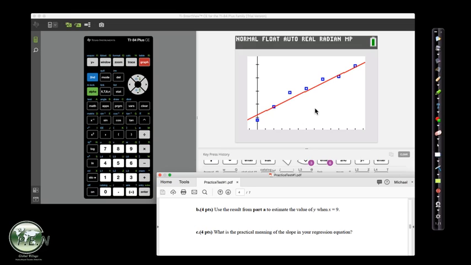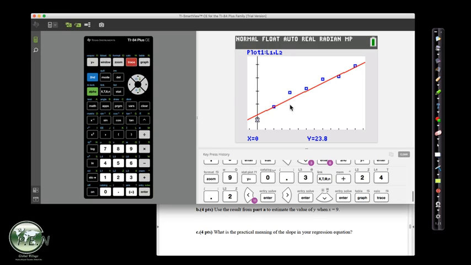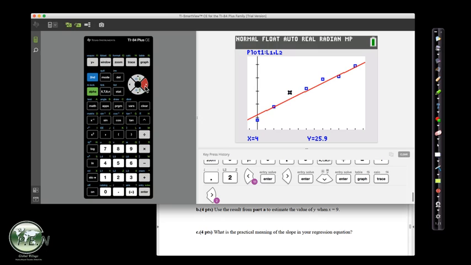Okay, so one way is, since the graph is up here, we can hit the trace key. Right now we have a little, I call it a little spider. It's only got 4 legs, but looks like a friendly spider to me. We currently are on the plots, and so if we go left and right with our arrow, we go to the different data plots. It's kind of cool, and down here it tells us what x and y is.